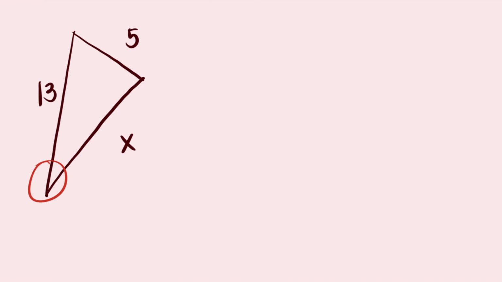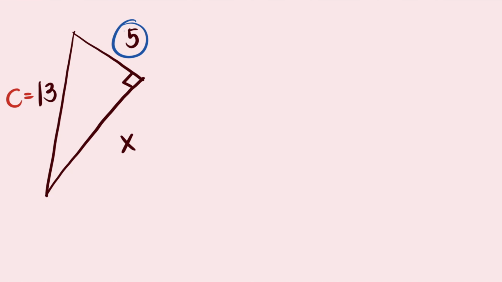Now, which of these three corners is a 90-degree angle? By observation, we know that this is the 90-degree angle, since the sides are perpendicular with each other. Now, the side opposite the 90-degree angle is the hypotenuse. In this case, 13 will be the value of c. The remaining two sides will be the legs of the triangle.